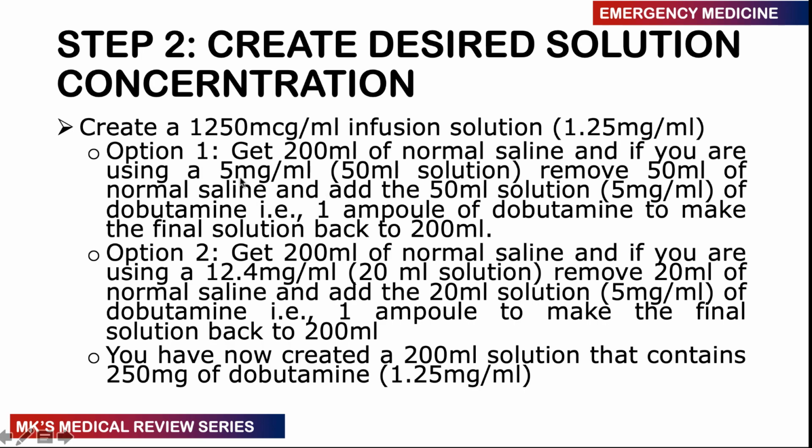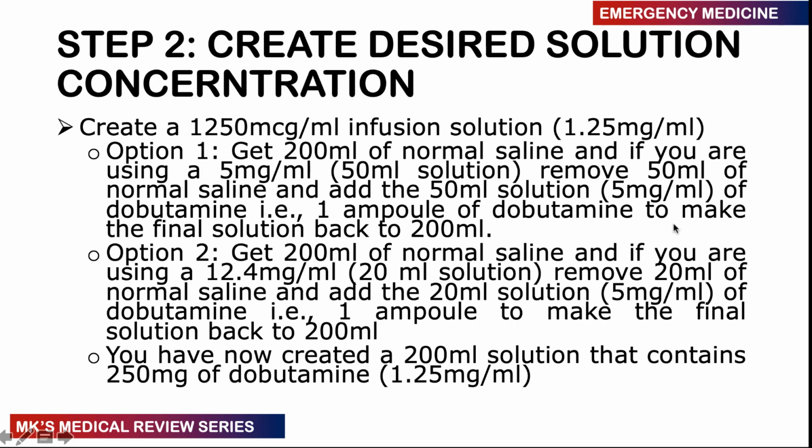So how do you make this solution? There are two options depending on whatever you have. If you have the solution that comes as 5 milligrams per mil in a 50 mil solution, what you're simply going to do is place 250 milligrams of the dobutamine in 200 mils of saline. It's not as easy as I'm saying it right now, because most people would think, let's just get 250 milligrams of dobutamine and add it to 200 mils of saline. That's not what you do, because you have to first remove an equal volume of the fluid that you're adding so that you don't increase the total volume of the final solution.